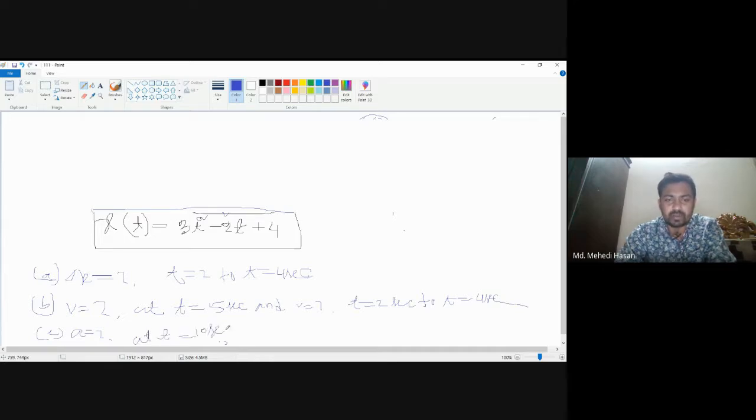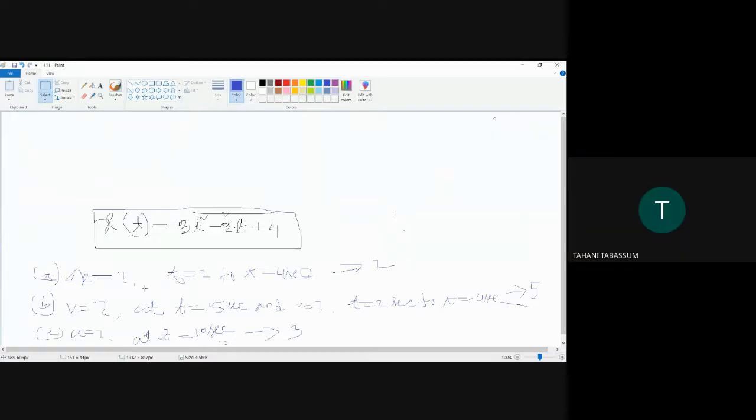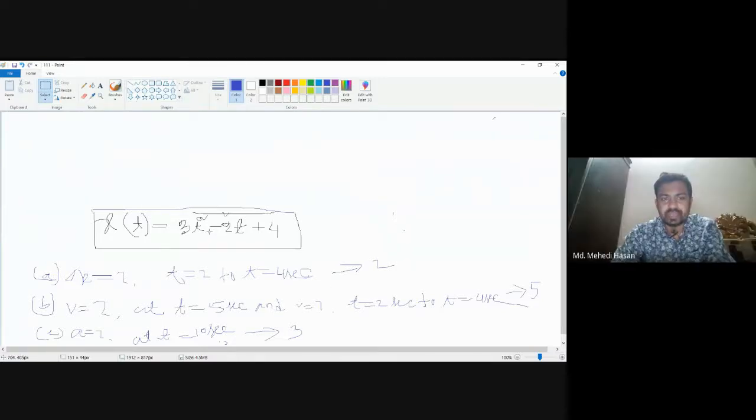So this is a complete set of questions A, B, C. This is 2 marks, this is basically 5 marks, and this is 3 marks. So this is mainly the mark distribution, and this is a complete set question. Do you understand the question pattern? Yes, sir. Okay, so the equation will be given like that. Then from that you have to find out mainly the displacement, velocity, and acceleration.